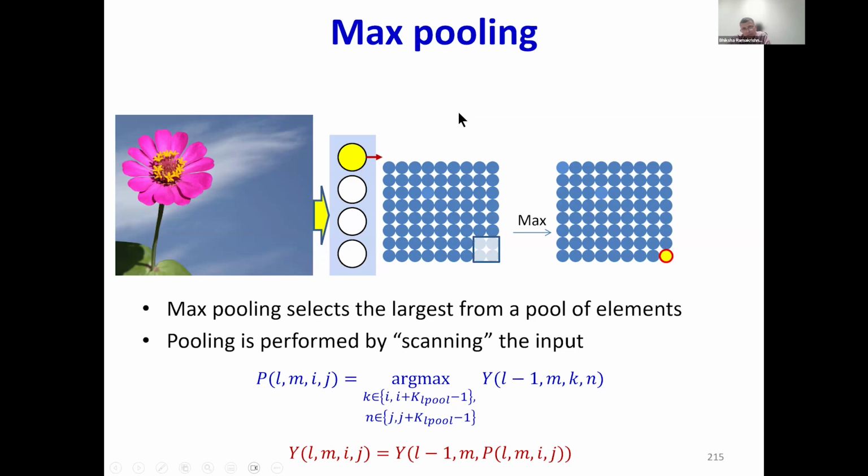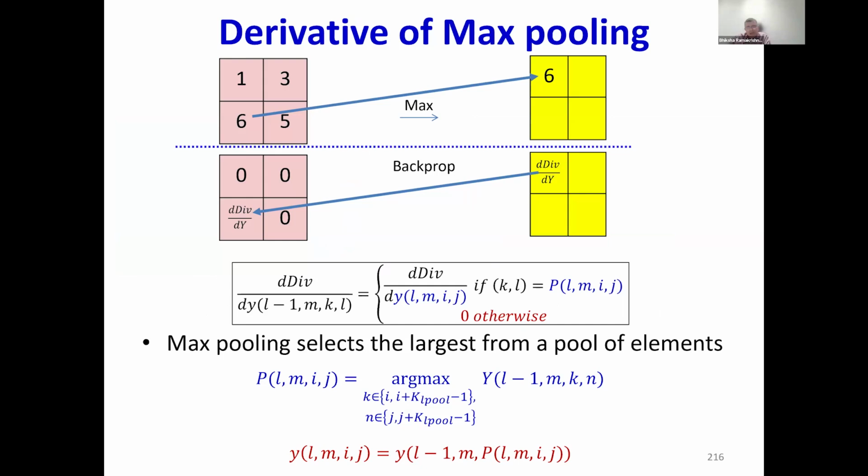But when you're performing backprop, here's the rule that happens. Going backwards, you're going to get the derivative with respect to this element 6. Now, that derivative is going to be copied directly over to the position where the 6 came from. And since the other 3 did not affect the outcome, their derivatives are going to be 0. Does this make sense?